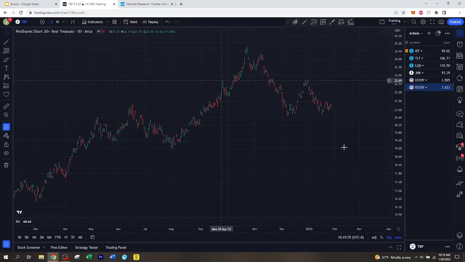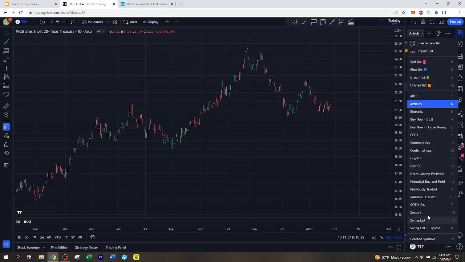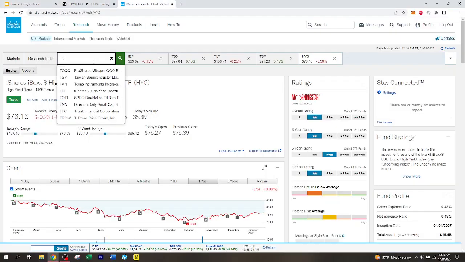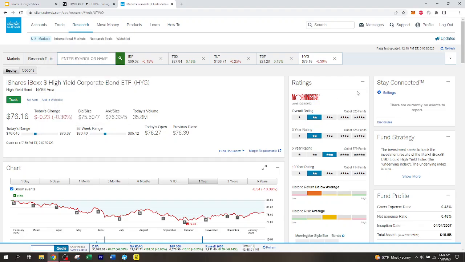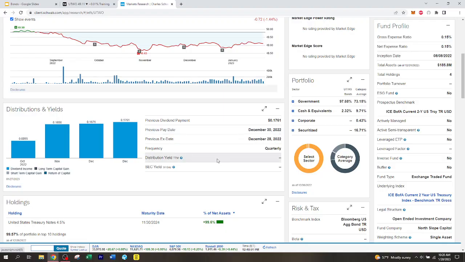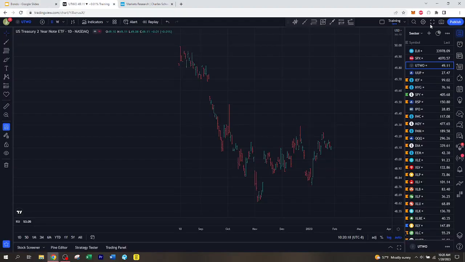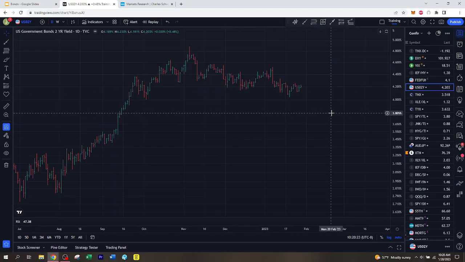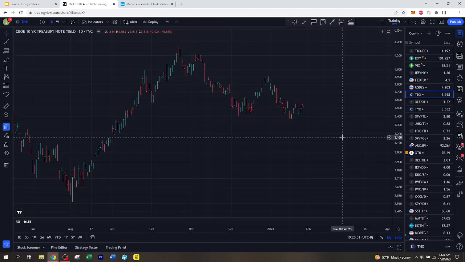So one more thing I want to show you. Let's look at the 2-year bond like we were looking at before. So the UTWO, let's type that in here. Let's look at the yield on it. Let's see what our yield curve inversion is. So it doesn't show it, but if we go to this chart, you can see that the 2-year government yield is currently at around 4.2%. If we go to the 10-year yield, you're only getting around 3.5.